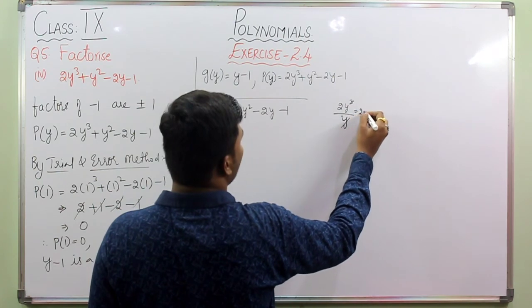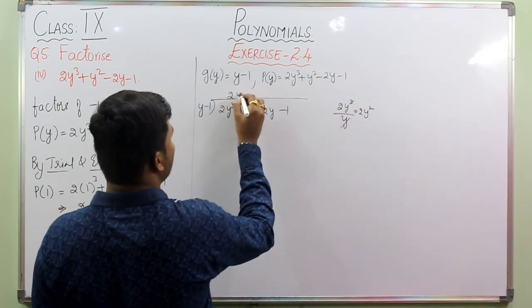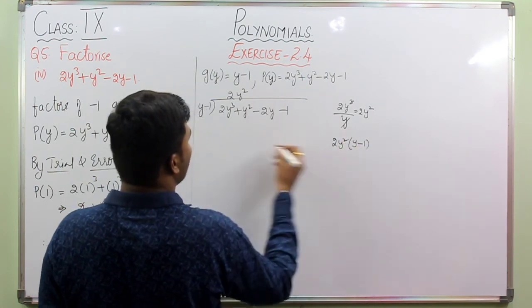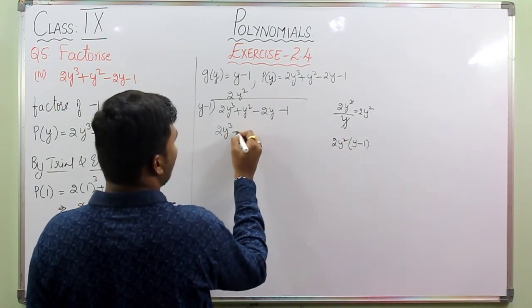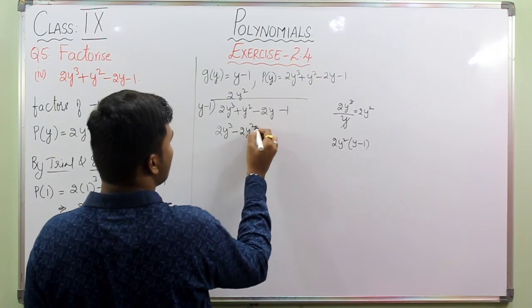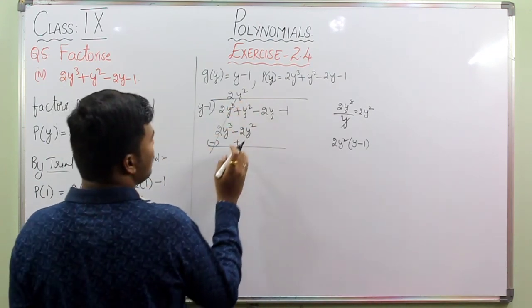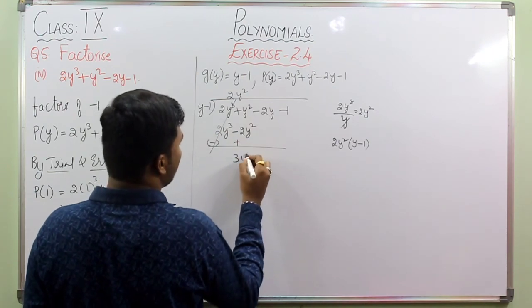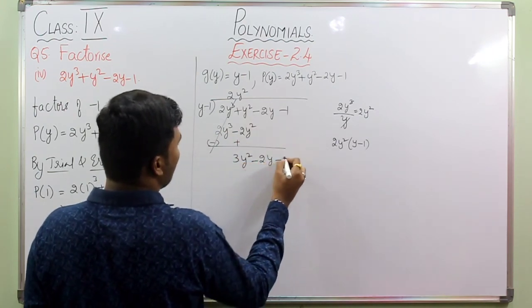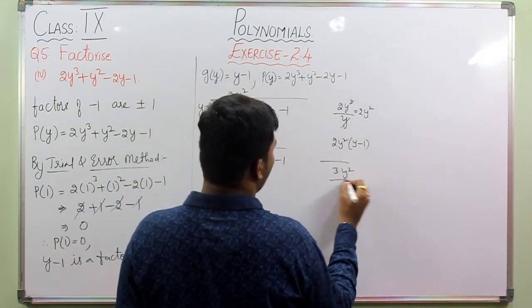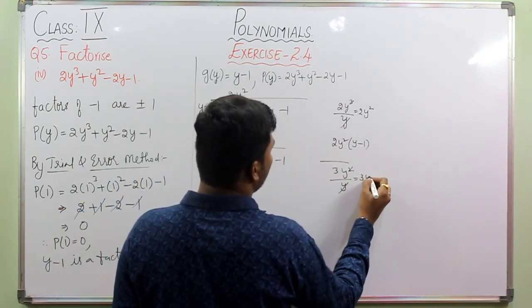So you will have 2y square. So let us write it as 2y square. So 2y square into y minus 1 will become 2y cube minus 2y square. Now change the symbols, minus plus cancel. So 2 plus 1 is 3y square minus 2y minus 1. Again the first term is 3y square by y, you are left with plus 3y.